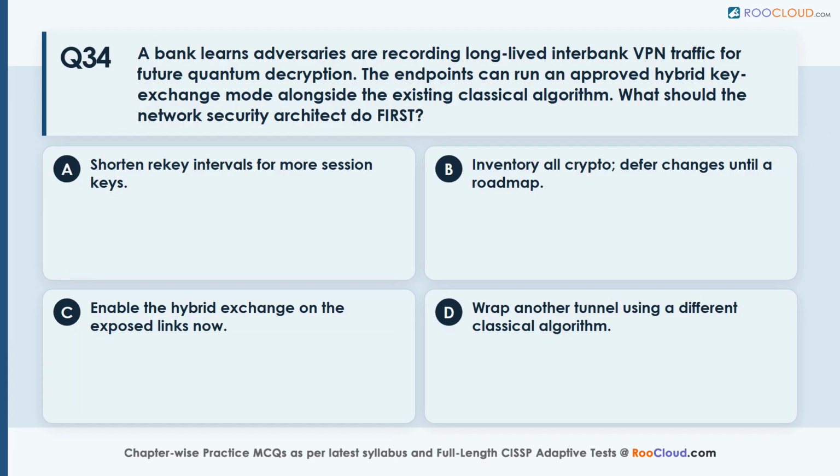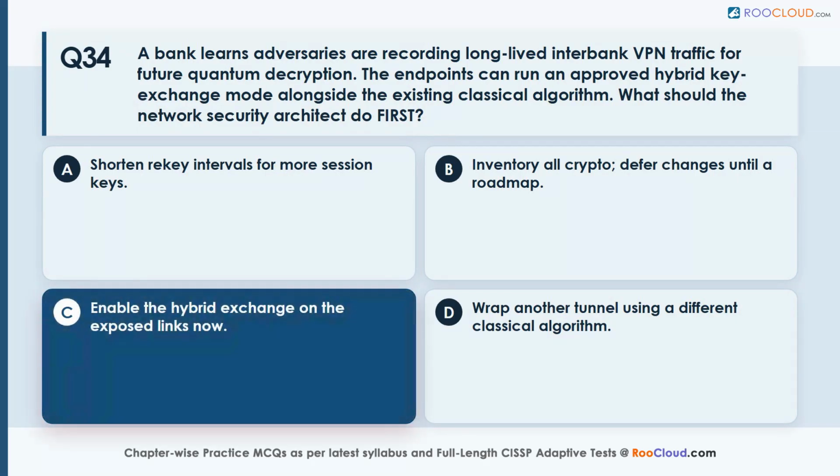Option D wraps another tunnel using a different classical algorithm. Still classical, still quantum breakable. Option C enables the hybrid exchange on the exposed links now, while planning the broader migration. Deploy the quantum-resistant option where the exposure is real, then scale it out. That is the pattern. That closes part 2.